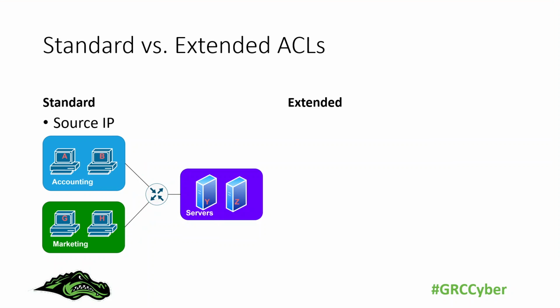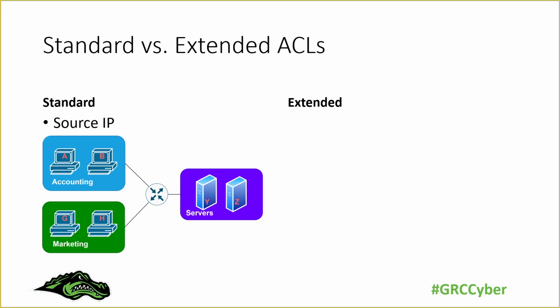Fairly easy. However, if we start getting into a more complex environment or complex connection, such as in accounting, machine A can talk to server Z. However, machine A should not be able to talk to server Y. Then we start getting more complex configurations because the source IP in this case is the same. It's still machine A. However, the destinations are different, and therefore a standard access list will not work.